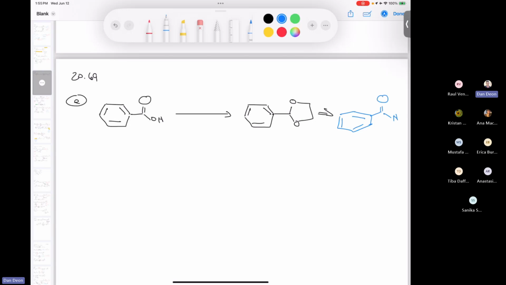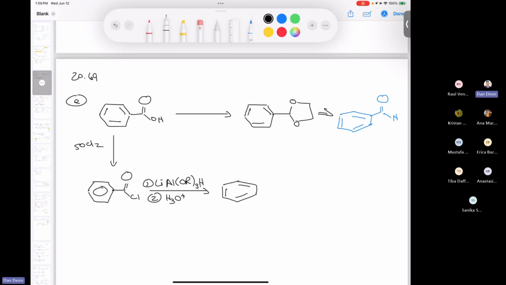So then the question becomes, how do I get from here to here? What's the fastest route? Well, I think the best way to do it is to convert it into an acid chloride and then reduce using lithium tri-tert-butoxy aluminum hydride that we saw earlier today. So we're going to treat this with thionyl chloride. That's going to give us the acid chloride like that. Then if we treat that with lithium tri-tert-butoxy aluminum hydride, followed by treatment with water or aqueous acid. I'll put aqueous acid because that's what he has in the textbook. That's going to give us the benzaldehyde.